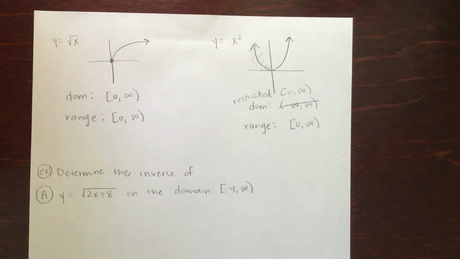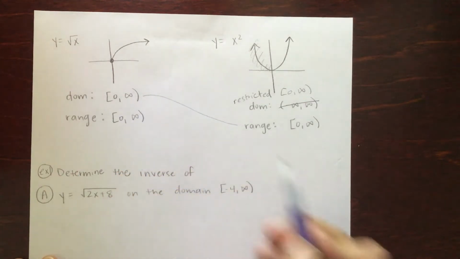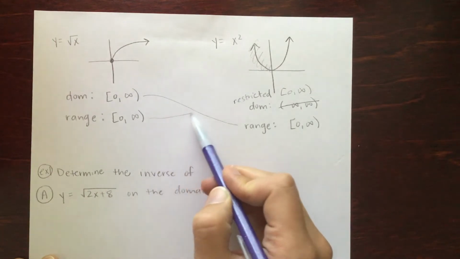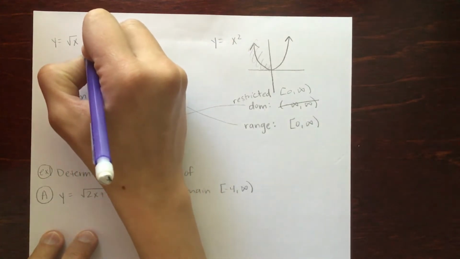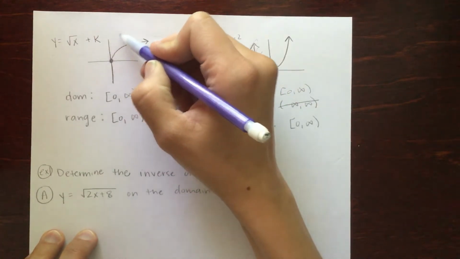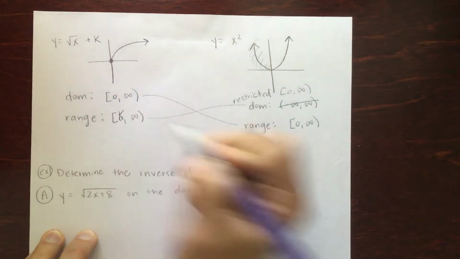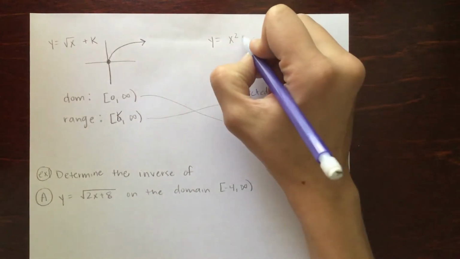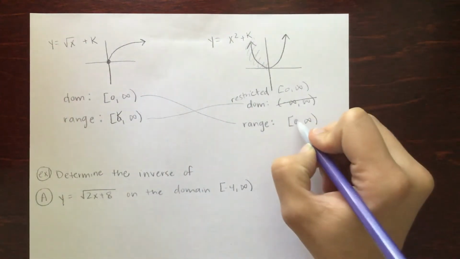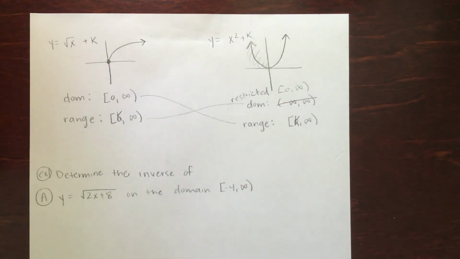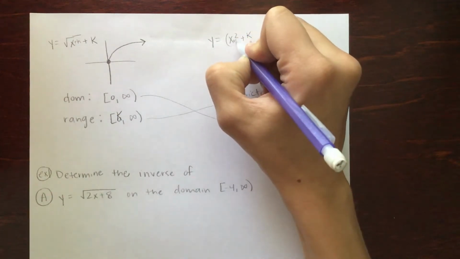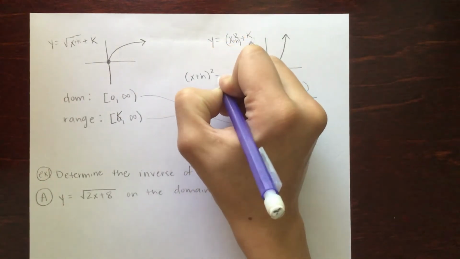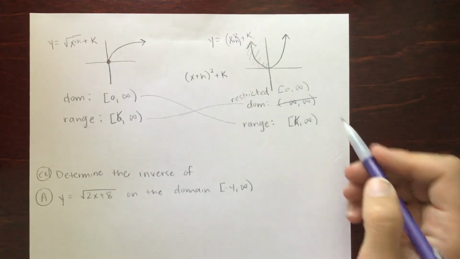One thing I want you to realize: I told you the domain here is going to equal the range here if they're inverses, and the range here will equal the domain here if they're inverses. So it may help you to think about transformations. Remember, if I add something to the end of this function, it'll move the graph up, which will change my range. Same thing here, if I add something to the end of the function, it'll move the graph up, which will change my range. And if I add something under my square root or as part of my parentheses, it will change my domain.